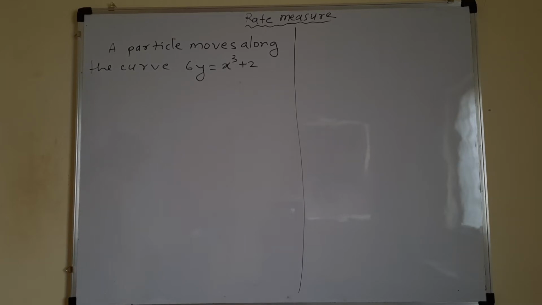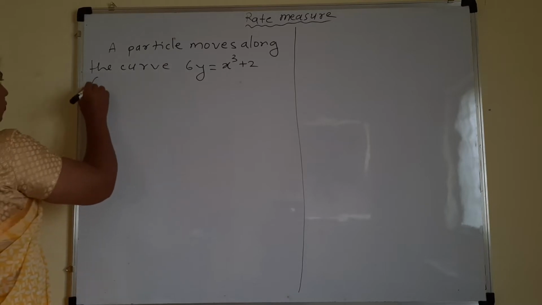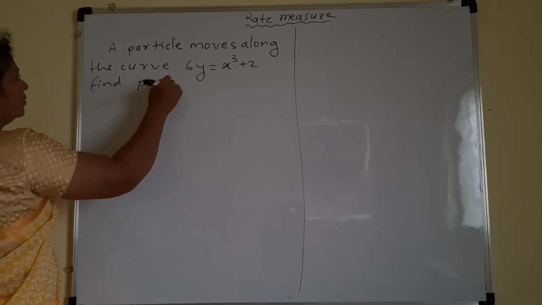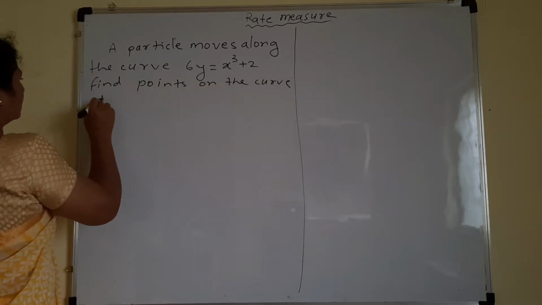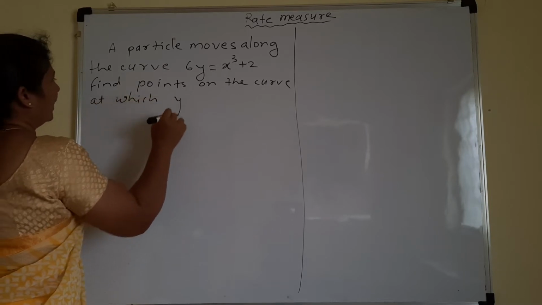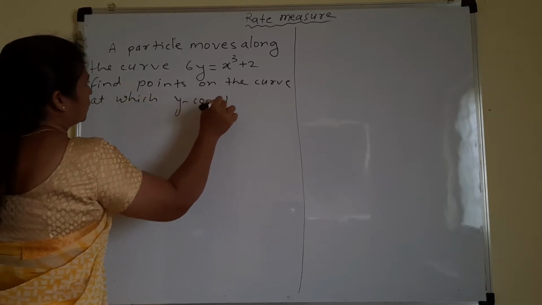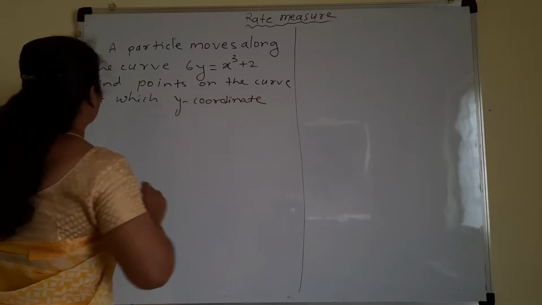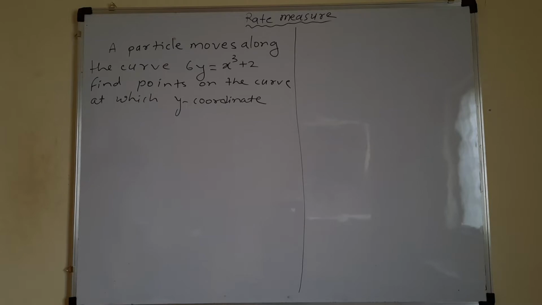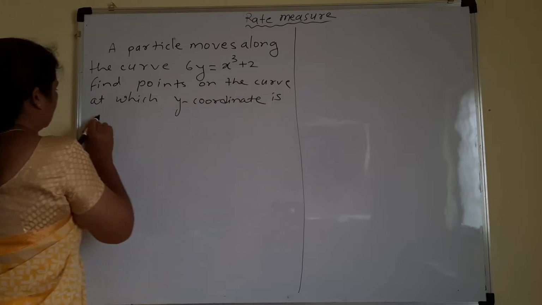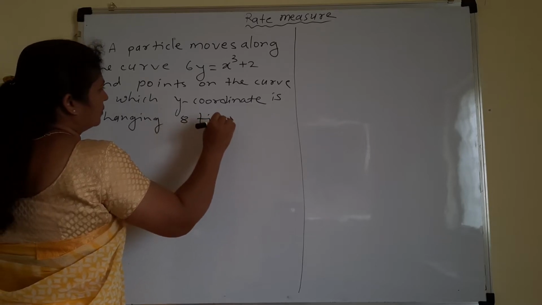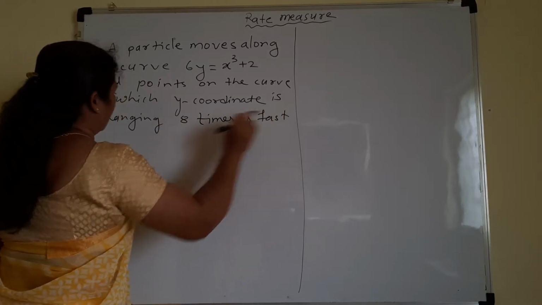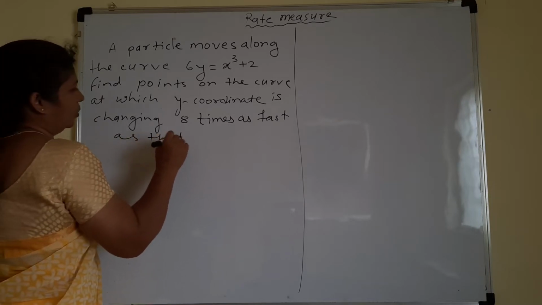Find the points on the curve at which the y coordinate is changing 8 times as fast as that of the x coordinate.